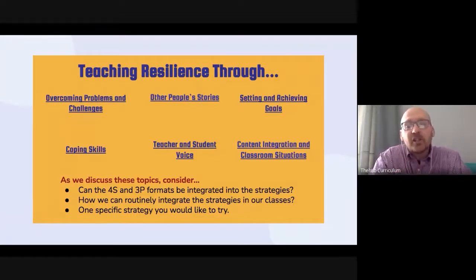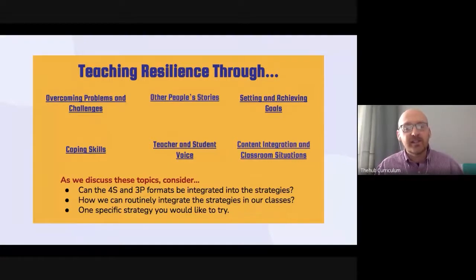So as we teach, how can we teach resilience then? So we came up with 6 categories. This is by no means comprehensive. There's other ways you can teach resilience, but we thought these fit in well with classrooms. And we're going to go through each one.